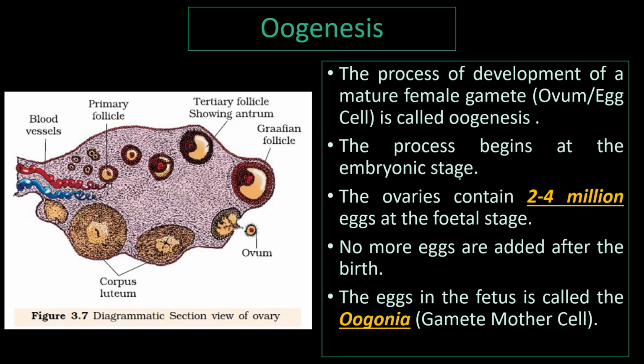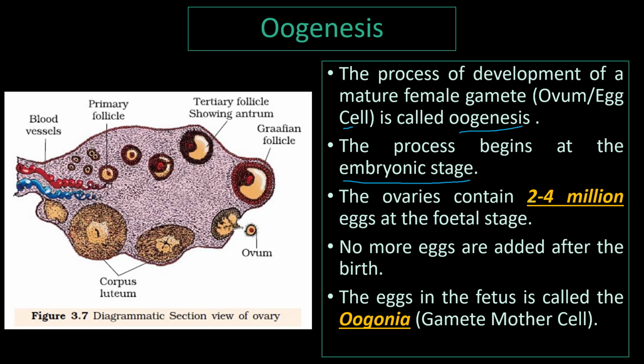Now let us continue and understand the process of oogenesis that is going to occur in the female. So the process of development of a mature female gamete, that is the ovum or the egg cell, is called oogenesis. And this process, remember, is going to begin in the embryonic stage, unlike in the male, where the process begins in puberty. Oogenesis is going to begin in the embryonic stage in case of the female.